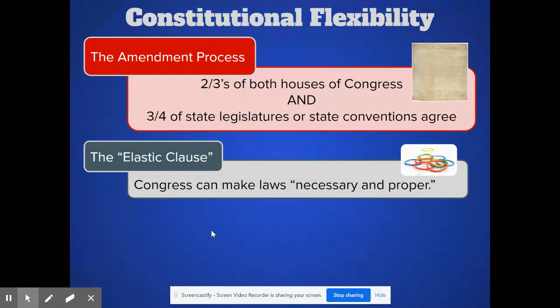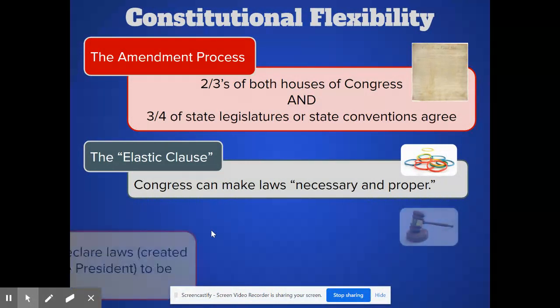For example, the founders that wrote this document in 1789 didn't put anything in there about cell phones or air travel or the internet or anything like that. But they did know that things were going to change over time, so they put in the elastic clause. And so now Congress can make laws about those things as they pop up.